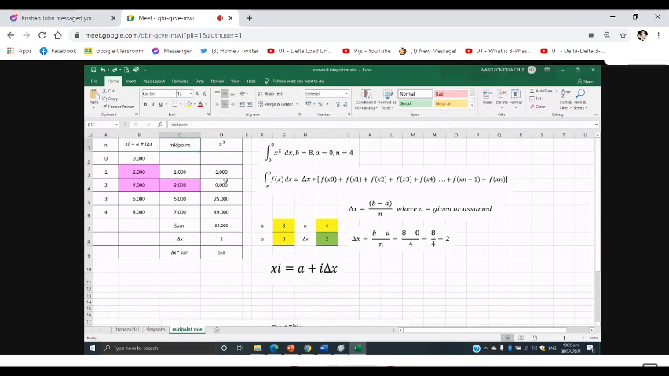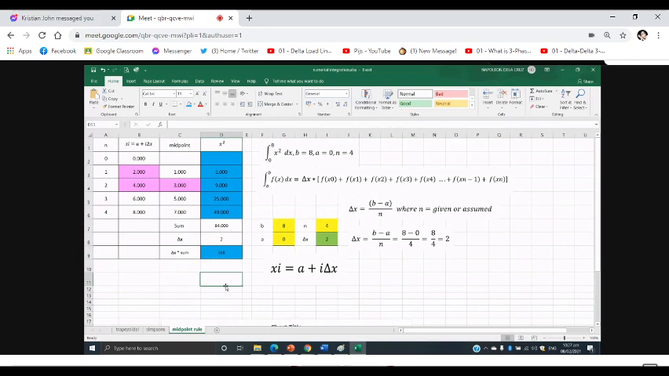Then, after getting the midpoint, you get the square of this, square of this, square of this, square of this. Then, after getting the square, you get the sum. The sum of all of these. Okay, gawin natin blue. Ayun ang sum. Kunin ang delta x. Then finally, you get now the sum, multiply by the delta x, ayun ang value, 168.